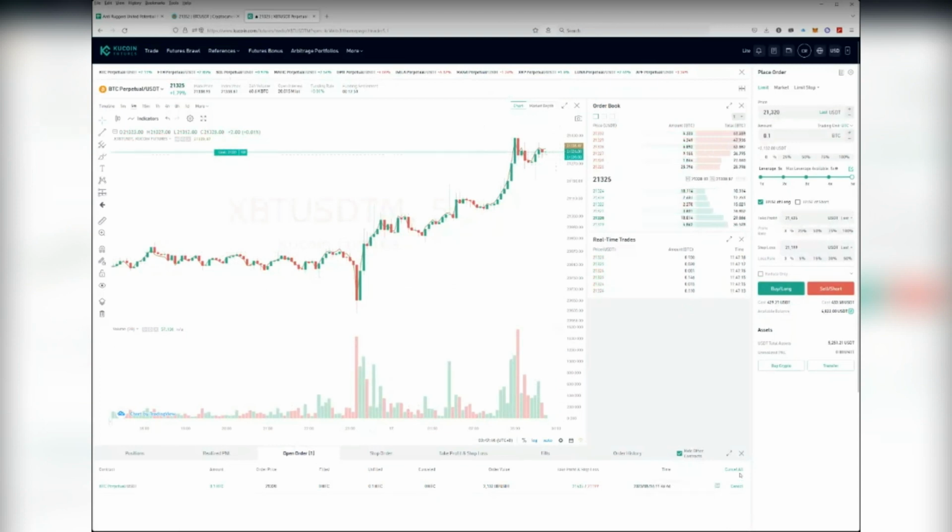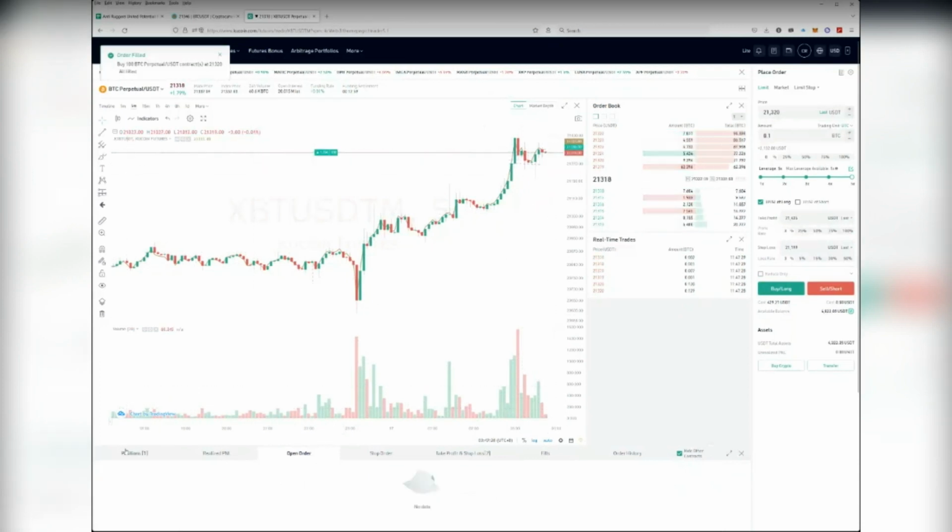The thing is with Kucoin, I can't really adjust this, which is kind of stupid. I would have to adjust this order. But I'll just wait like a minute, see if it's going to hit. It's going to fill my order because we're only $2 away from my price. Okay, yep, it filled.